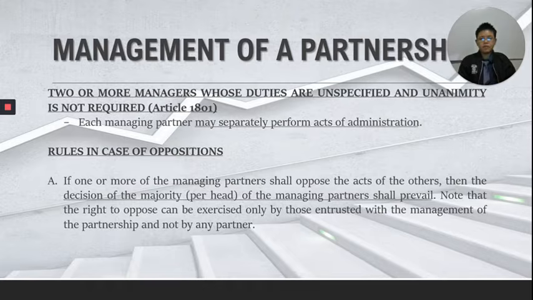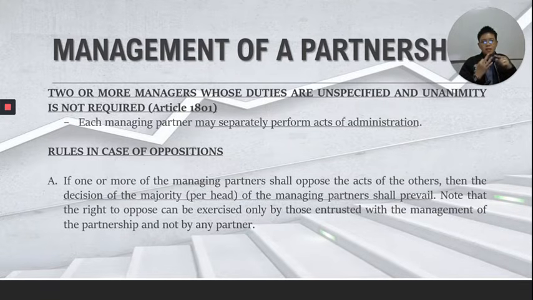So, let us say, class, there are 3 managing partners. Tapos, A, B, and C are the managing partners in a partnership, which includes also E and F in the partnership. Yung 3, managing partners. Yung 2, they are not managing partners. So, let us say, class, si A, meron siyang ginawang act, and the act of A is opposed by B. So, how will they resolve the conflict since there is opposition here? So, if there is opposition here, remember, class, that it will be resolved on majority or per head voting.